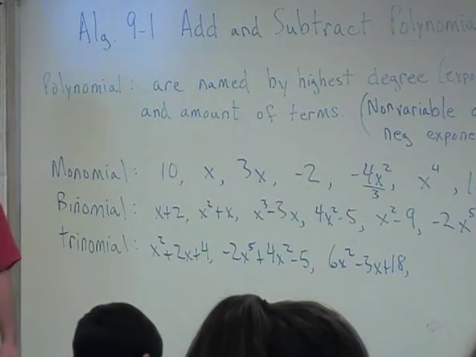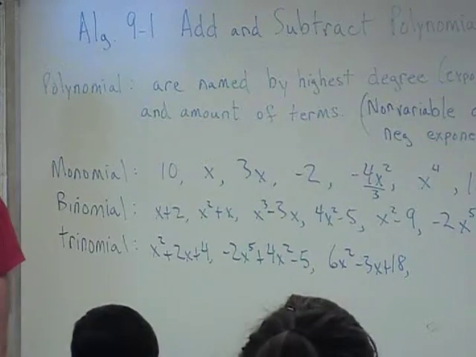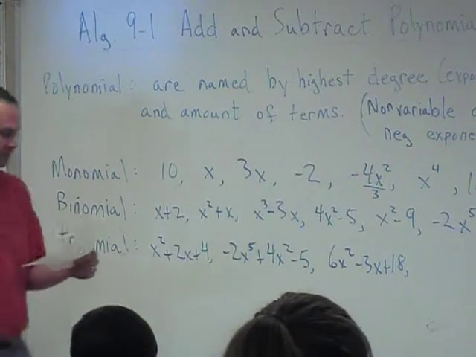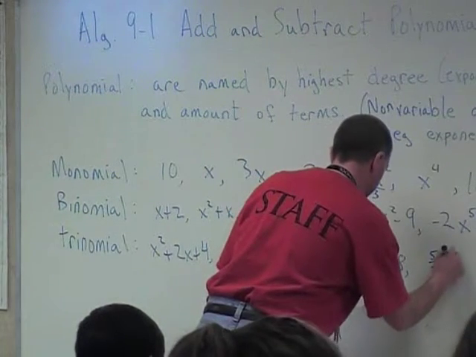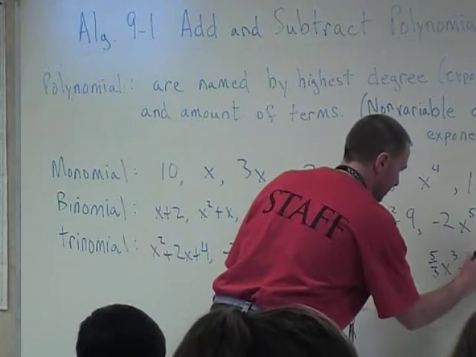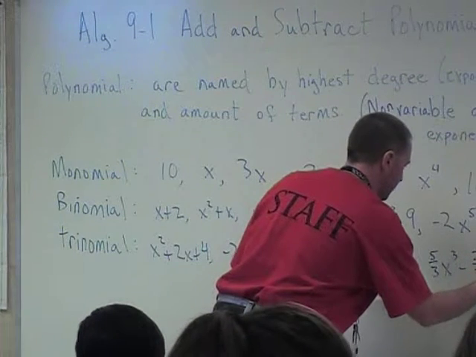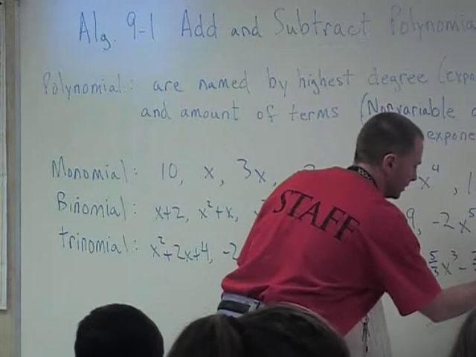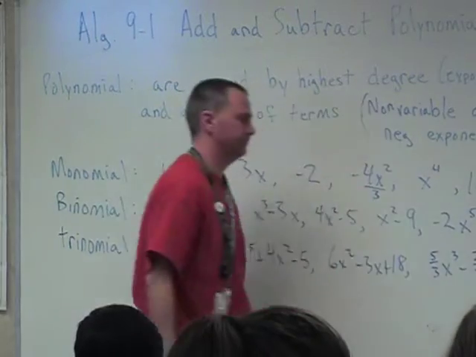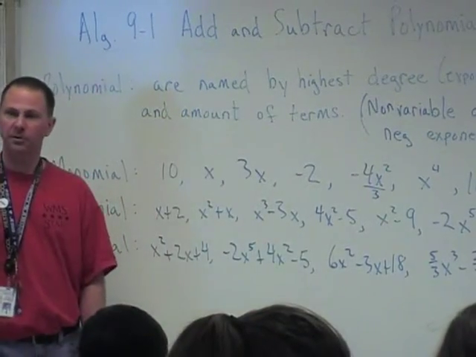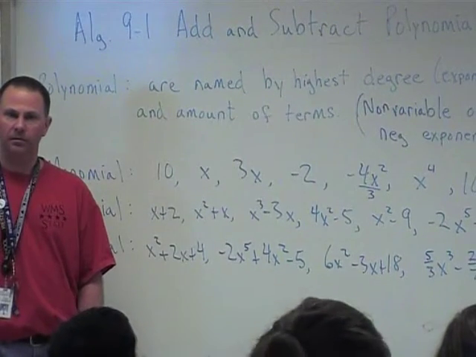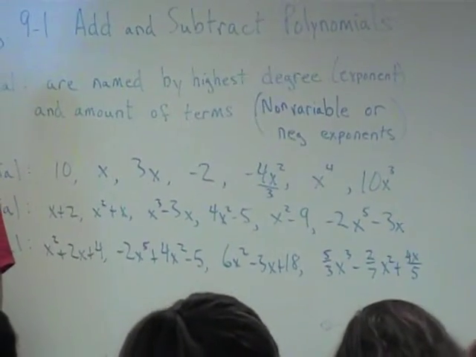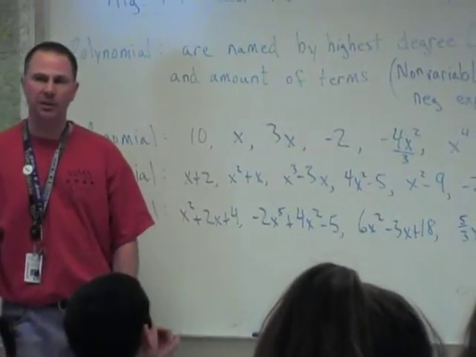Now we could have fractions in here as well. I just didn't put any in here. I'll put one in on this one. And then this one, how about 5/3 x cubed minus 2/7 x squared plus 4x over 5. That's 3 terms. So that's a trinomial. Notice I don't have any negative exponents up here.